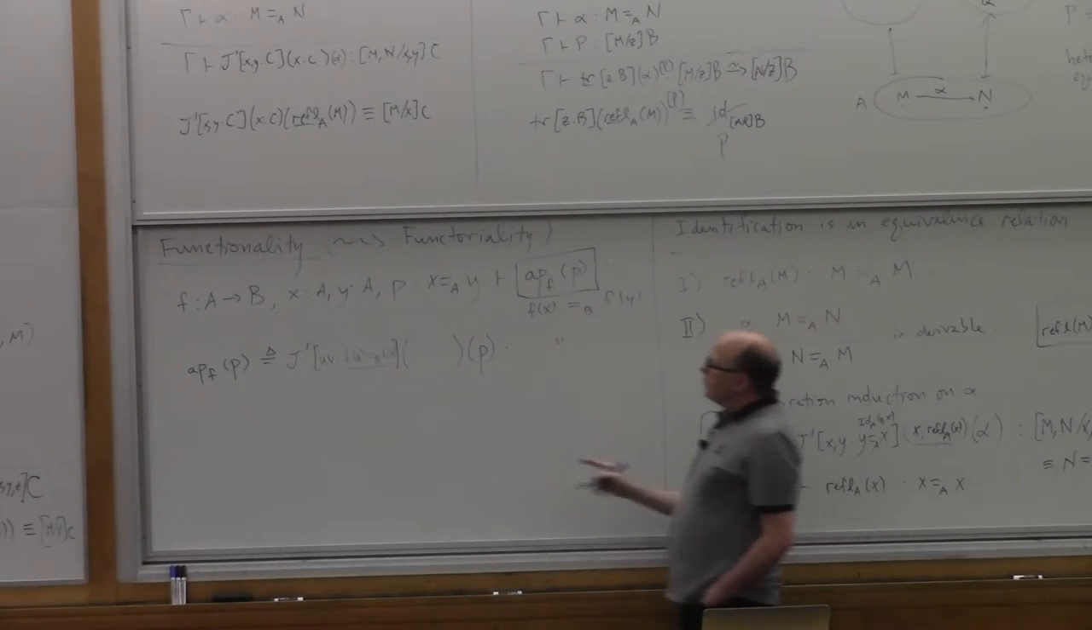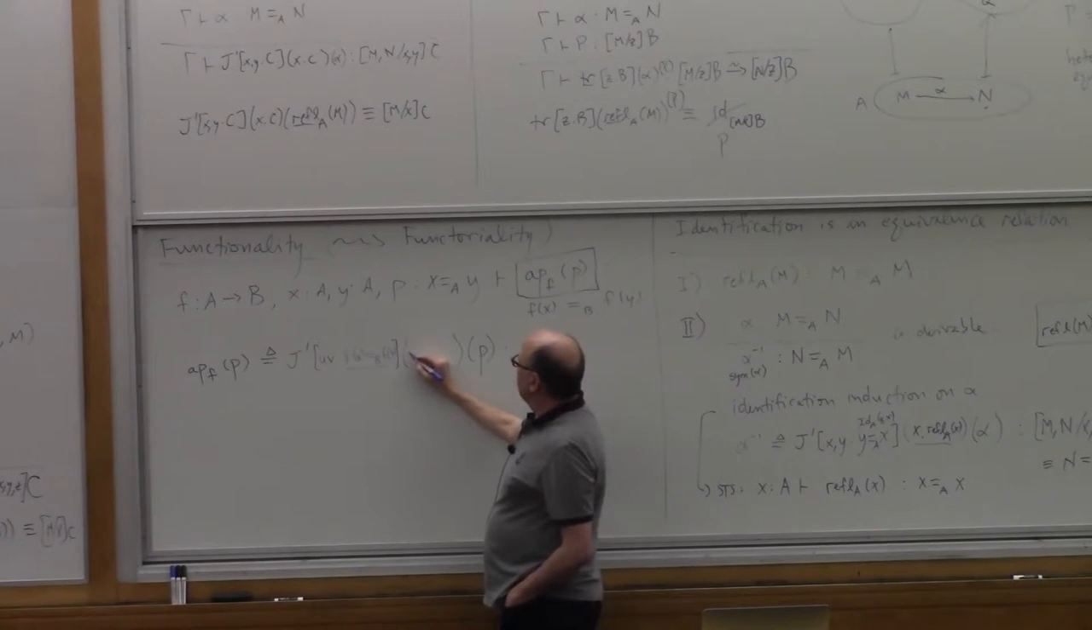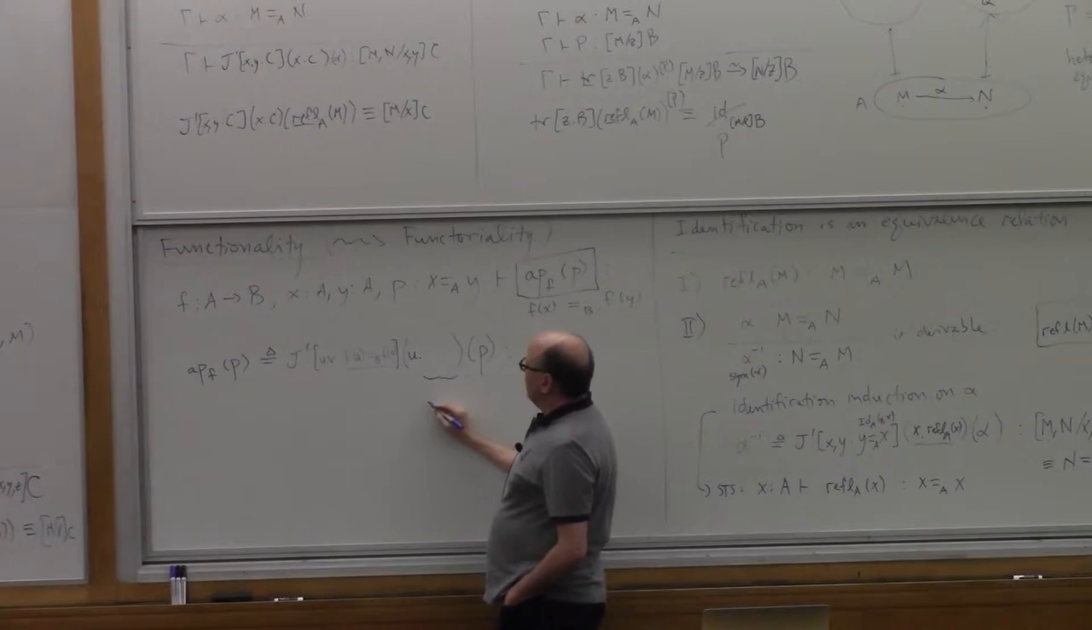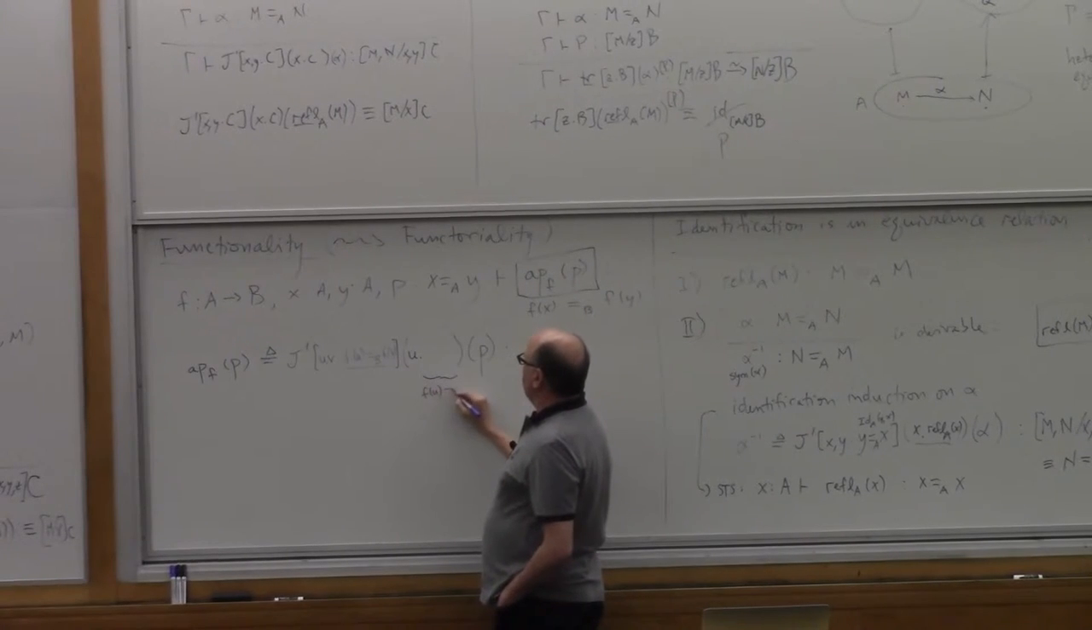And now, how do I prove the reflexive case of that motive? Well, I want U something, and what is the type of the something? It has to be F of U equals V, F of U. So, lo and behold, it should be reflexivity of F of U in V.